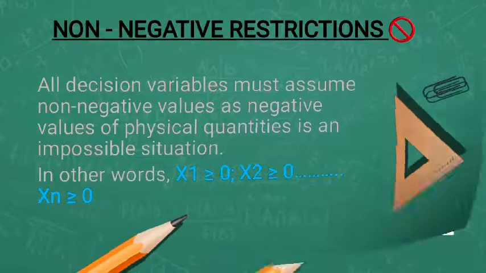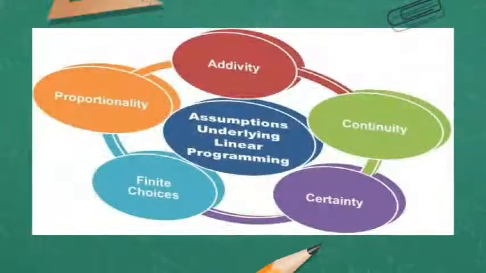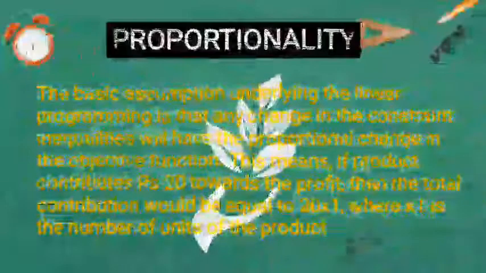The next content is assumptions of LPP. It is proportionality, additivity, continuity, certainty and infinity of choices. Now we are seeing them one by one. The first one is proportionality.